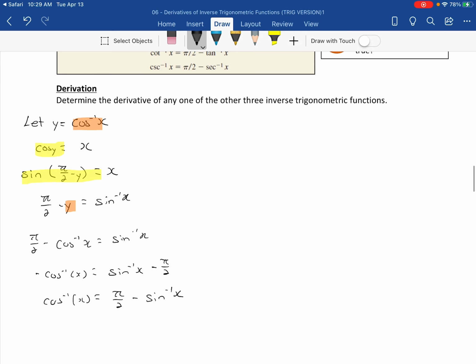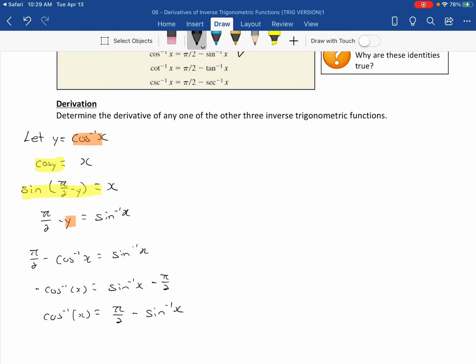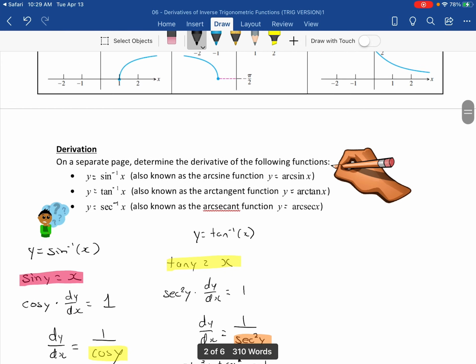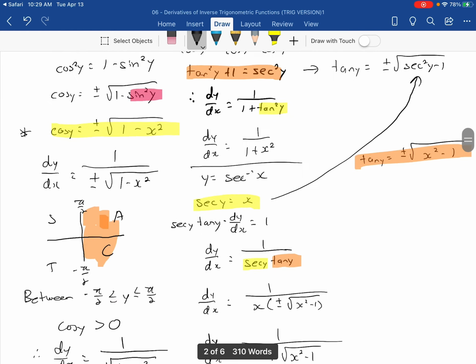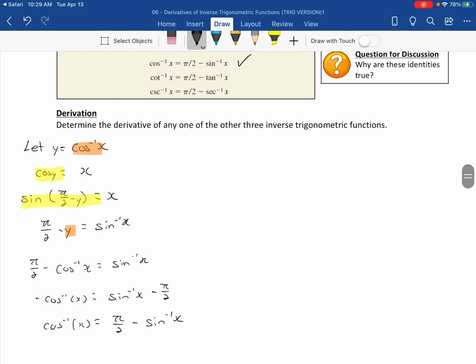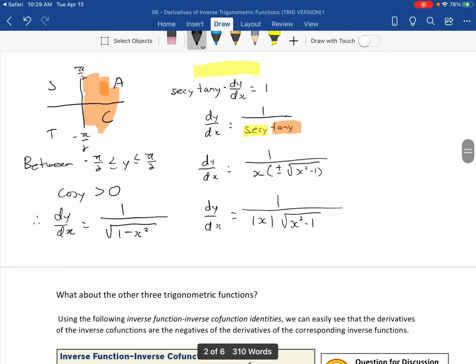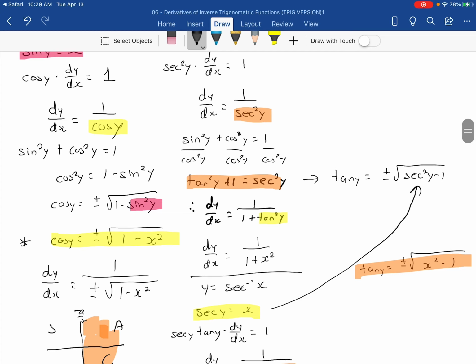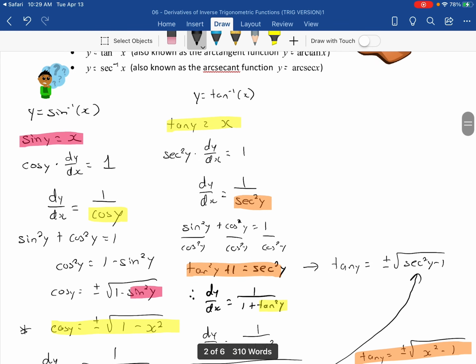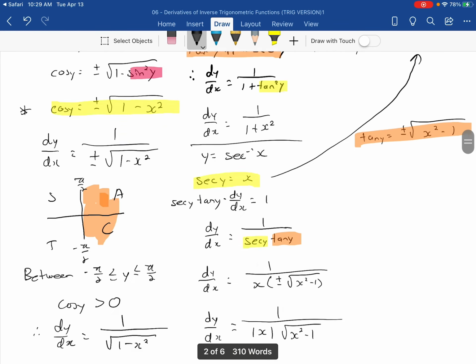Now, what that allows us to do is, up here we found the derivatives of sine inverse, tan inverse, and secant inverse. I'm going to now go after the derivative of cos inverse of x, which I could do using the methods I saw up here. Hopefully you stopped and tried to come up with the derivative of cos inverse yourself.